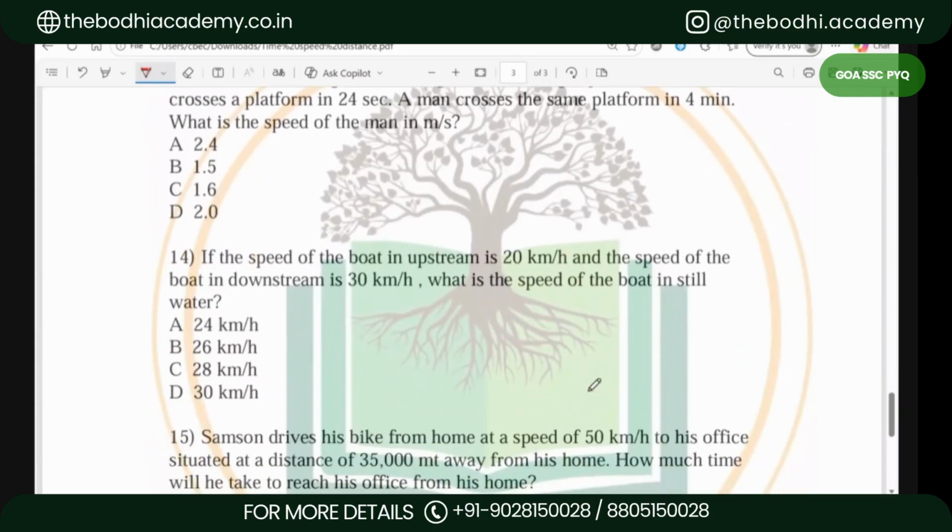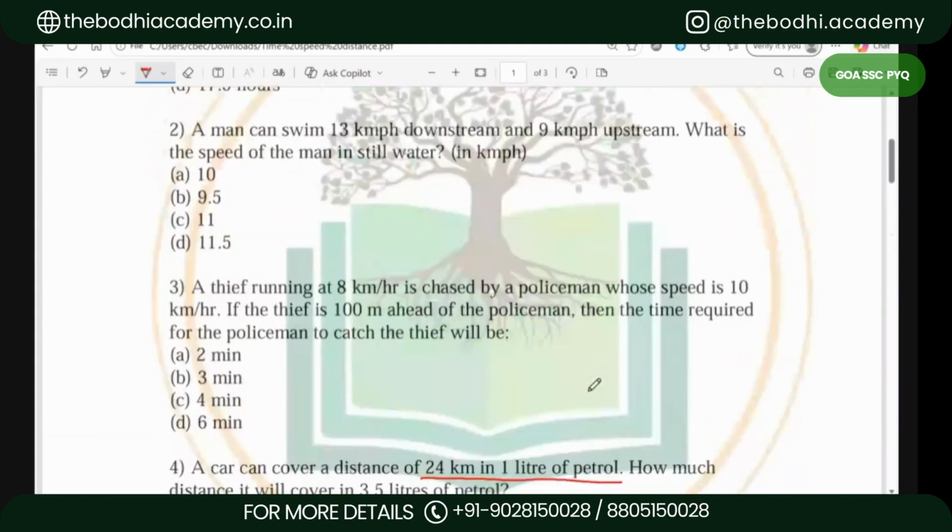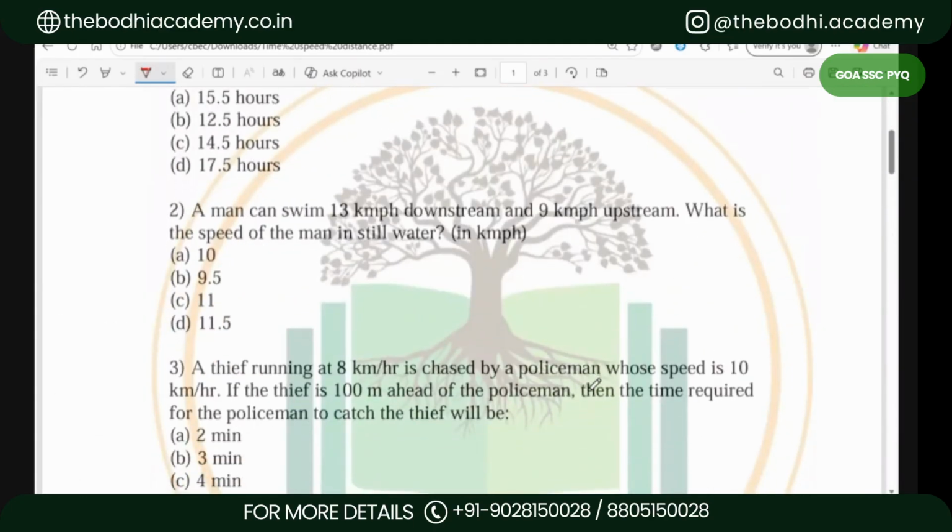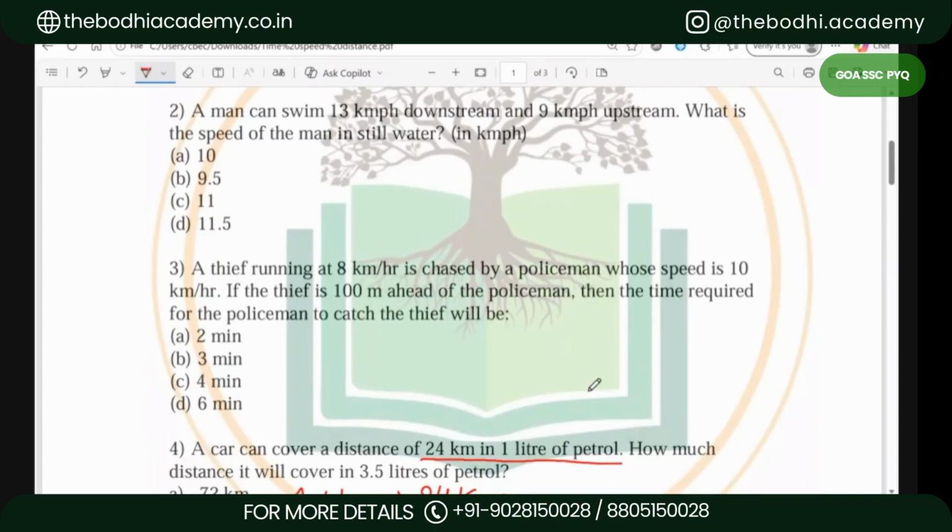Okay. Next question. Let us take from relative velocity, relative speed. Question number 3. A thief is running at 8 km per hour. The policeman, because he has to catch him, will run at more speed. So the policeman is running at 10 km per hour. If the thief is 100 meters ahead of the policeman, so distance is how much?